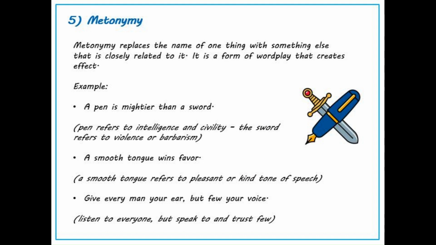The next figure of speech is metonymy. Metonymy replaces the name of one thing with something else that is closely related to it. It is a form of wordplay that creates effect. For example, a pen is mightier than a sword. Pen refers to intelligence and civility. The sword refers to violence or barbarism. A smooth tongue wins favor.